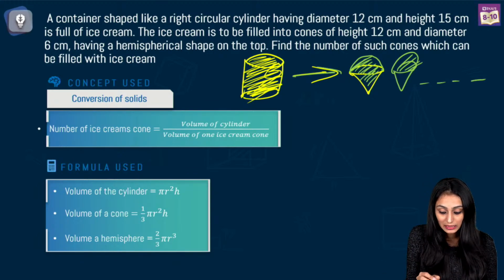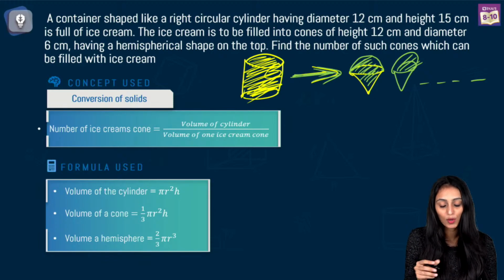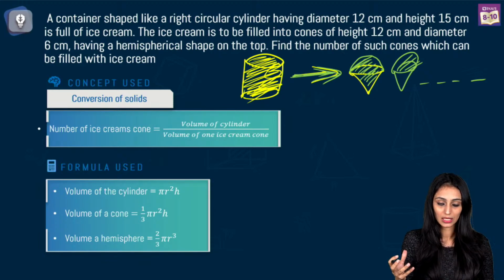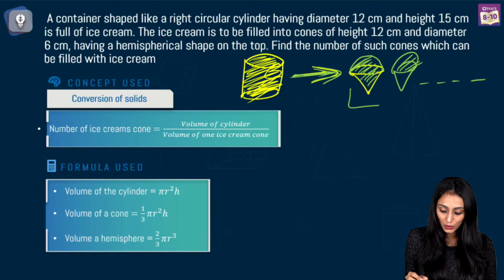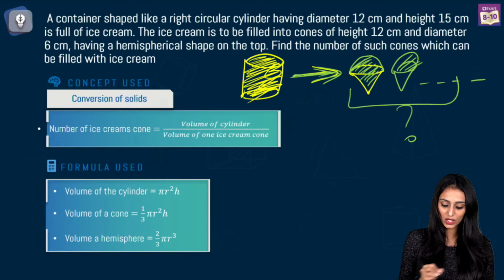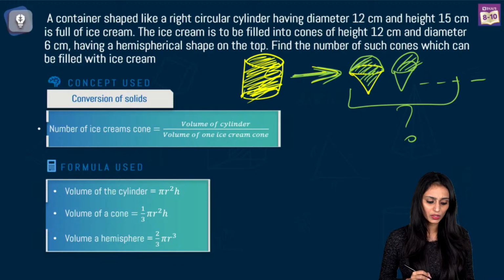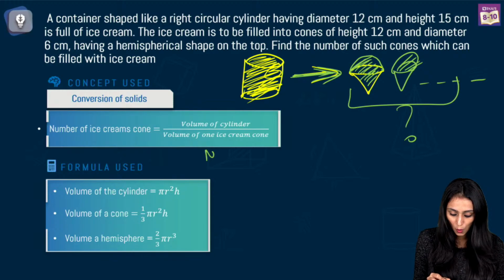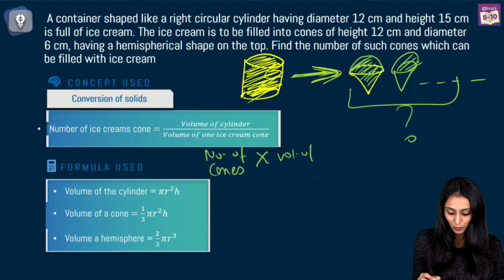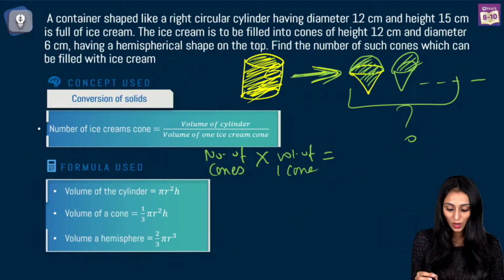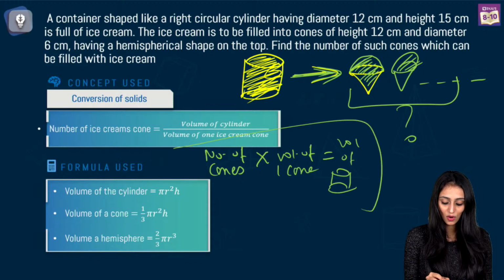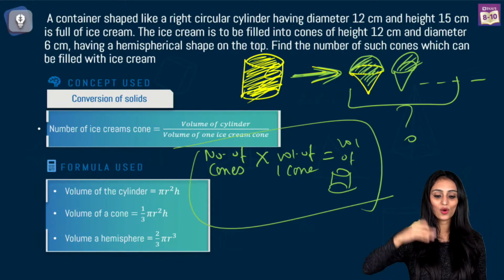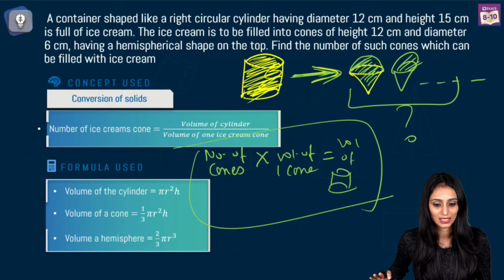So the complete volume of ice cream we are going to use. You need to find out here the number of cones. How many cones can be filled? We don't know the number of cones here. So the number of ice cream cones, into the volume of one ice cream cone, would be equal to the volume of this cylinder. So this is the concept that we are going to use in this question.